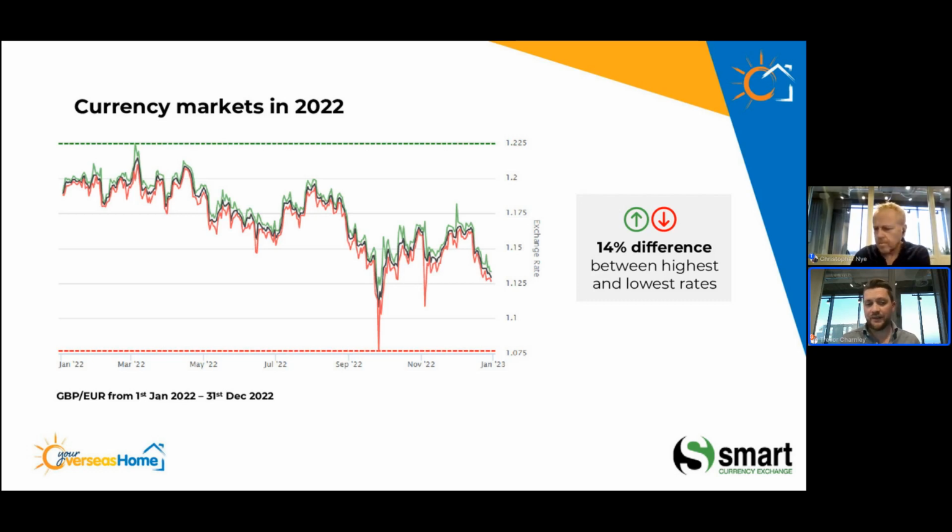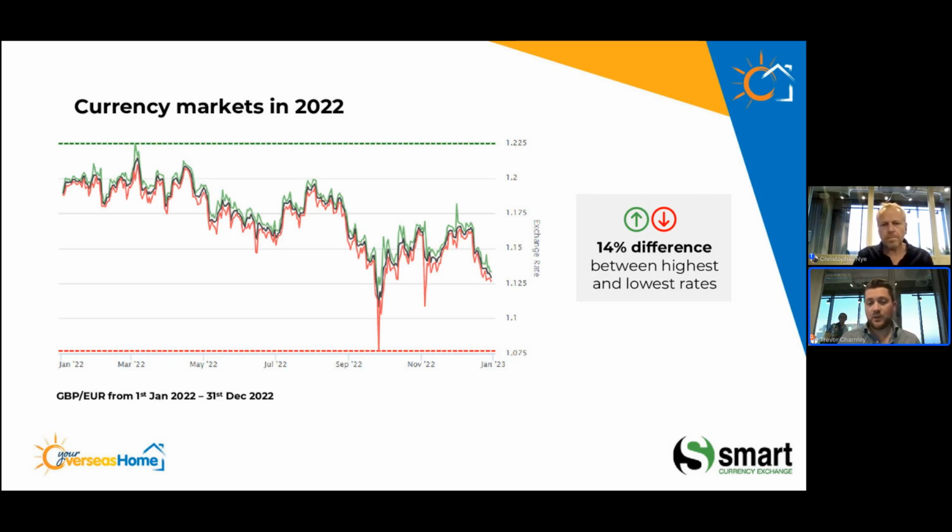So the graph that you're seeing in front of you is sterling euro, from the 1st of January 2022 to 31st of December. For many of you, if you're based in the UK or you're denominated in sterling and you're going to be buying in Europe, this is your key currency pair. This is what you're going to be interested in.